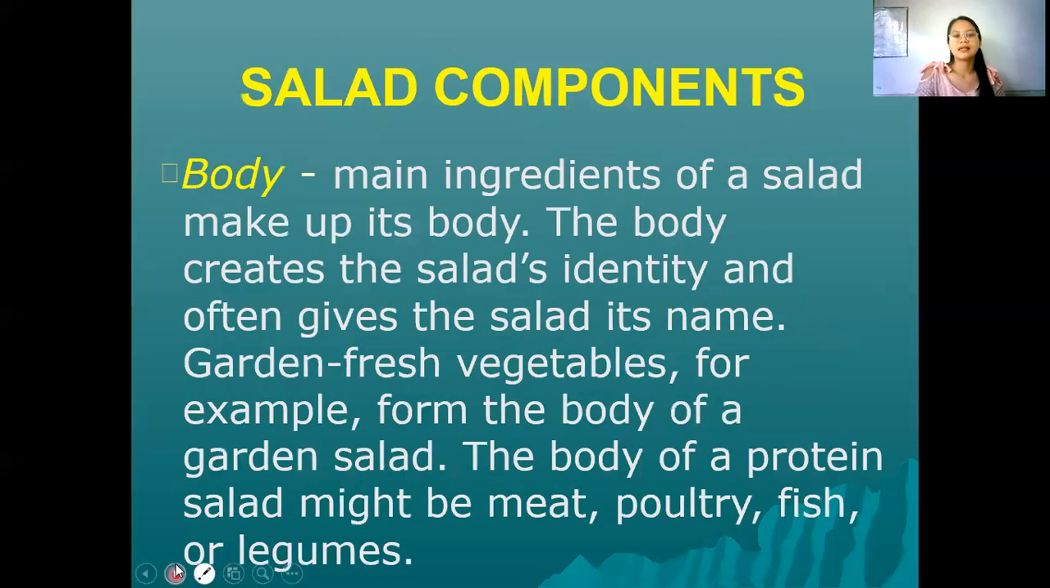Next of the salad components is the body. The body is the main ingredient of a salad and makes up its body. The body creates the salad's identity and often gives the salad its name. Garden fresh vegetables, for example, form the body of a garden salad. The body of a protein salad might be meat, poultry, fish, or legumes. So, what is the main ingredient of your salad?